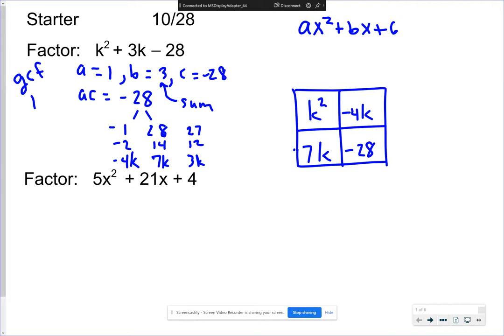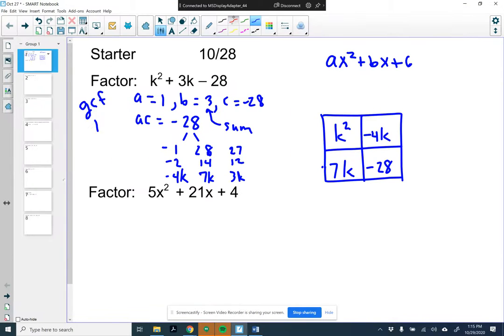Now we're going to find the greatest common factors of the first row, second row, first column, and second column. I'm going to change color here just for a second so you know what I'm looking at. I'm going to find the greatest common factor for k squared and negative 4k. That GCF is a k. Second row, 7 goes into 7k. It also goes into negative 28. That's a positive 7 since it was a positive 7k. Remember, the first expression in the row of the table determines the sign that I use.